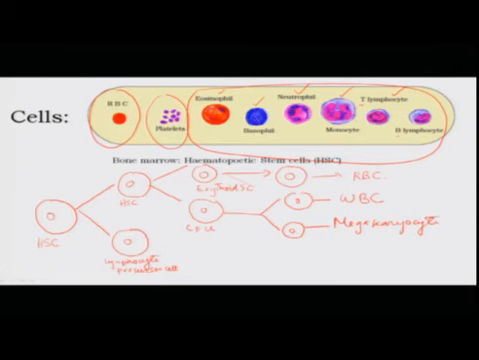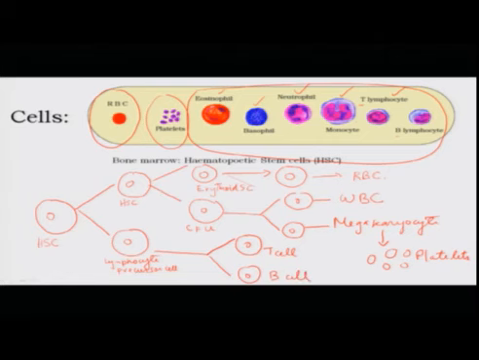This megakaryocyte will ultimately give rise to small fragments which will form the platelets. Then the lymphocyte precursor cell will actually further differentiate into the T cell and the B cell.